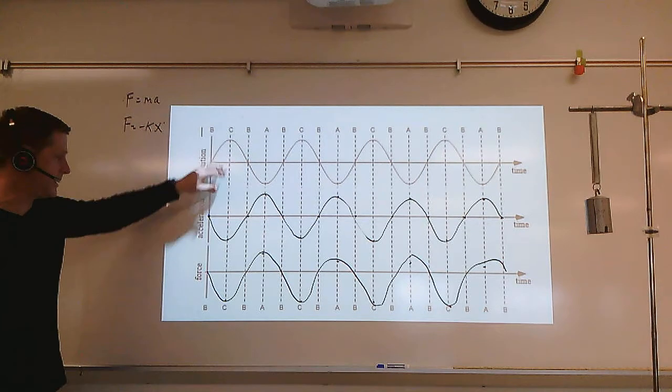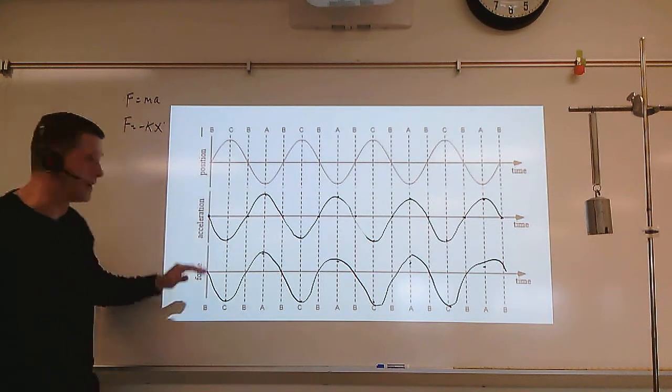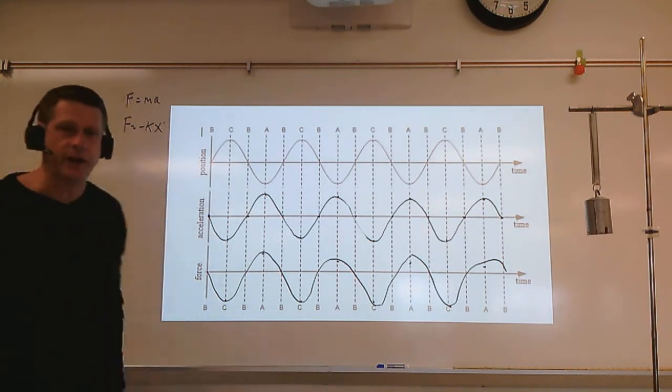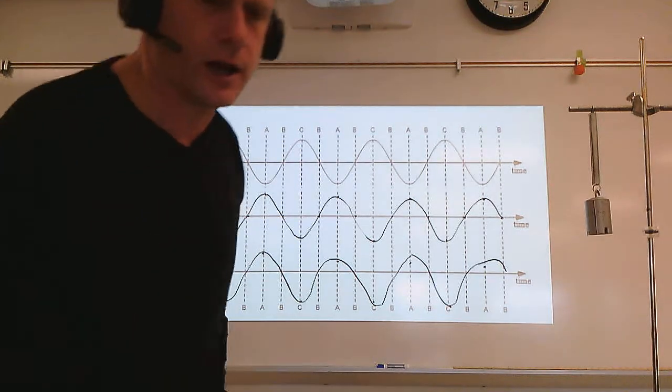So if that's a sine graph, that's a negative sine graph, and that's a negative sine graph. How come? Because of the negative sign right there in Hooke's law.